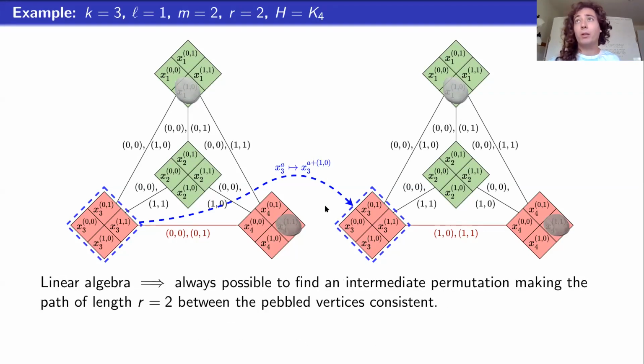And the general reason why this always works is linear algebra. This will boil down to solving a system of two equations over two unknowns in order to make this path of length 2 that goes from the x1s, the x3s, the x4s consistent between the two structures.